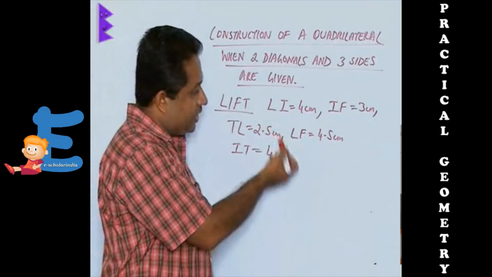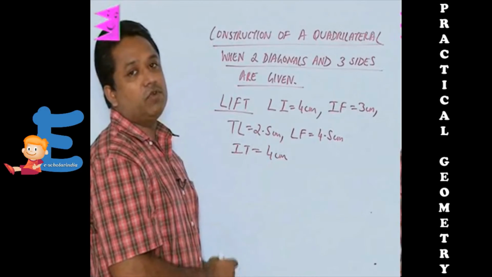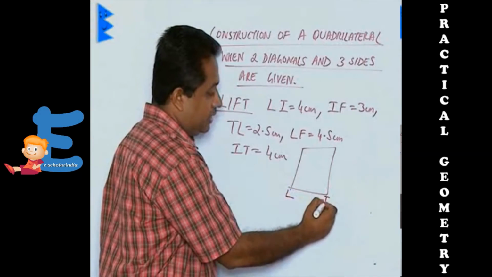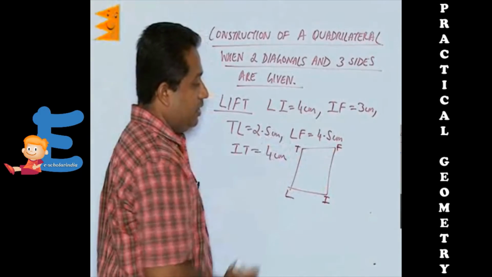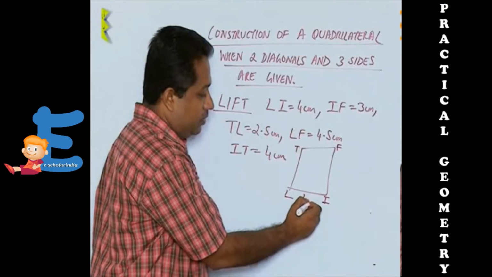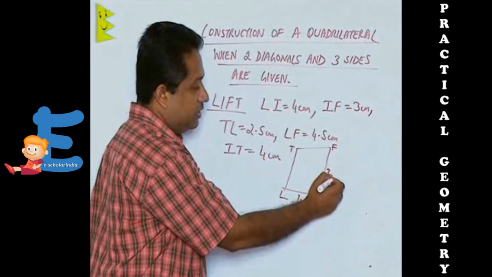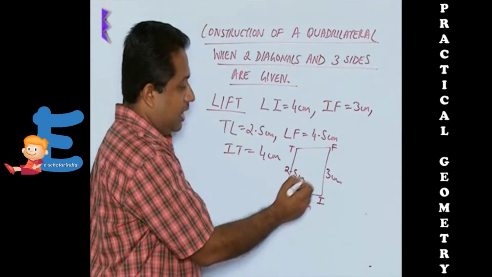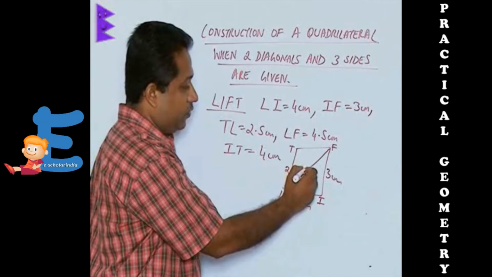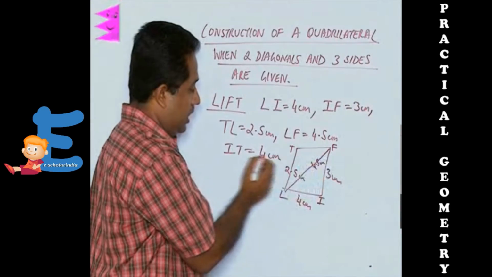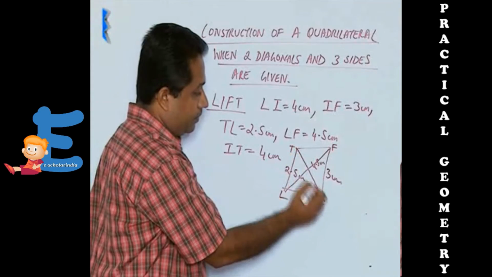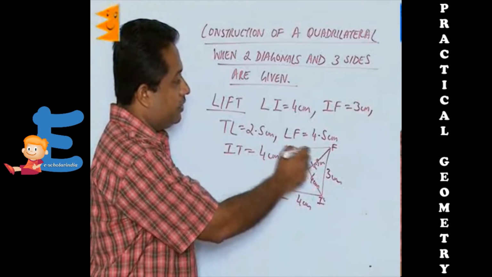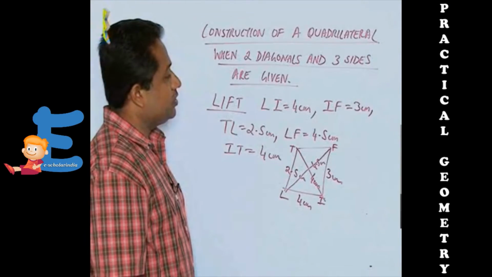Now in order to find out which are the sides and which are the diagonals, what we have to do is draw a rough figure. So let us assume that this is a quadrilateral LIFT. LI is given 4 centimeter, IF is given 3 centimeter, TL is given 2.5 centimeter, LF, now LF is the diagonal, LF is 4.5 and IT is given 4 centimeter. So this is what has to be constructed. Now once we know the rough figure of this, we can very easily construct this quadrilateral.